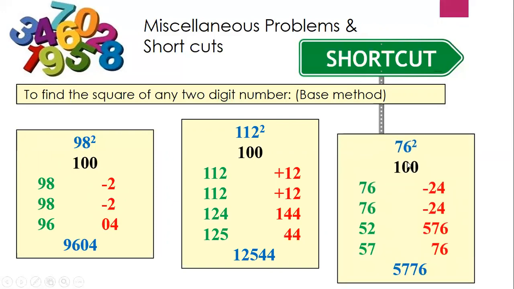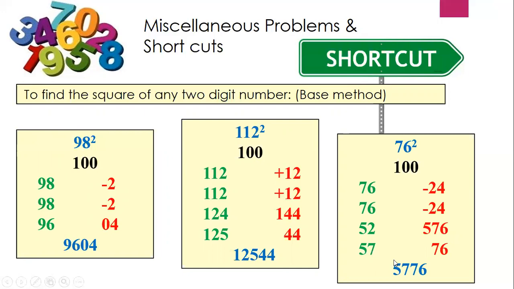Similarly, next 76 square. 100 as our base. 76 means minus 24. 76 minus 100. So 24 square, we know it is 576. So write it like this. 76 minus 24 is 52. Okay. So now 52 and 576. Here I want only the last two digits, 76. 5 is carryover. So when it is added to here, we'll get 57. So our answer is 5776.